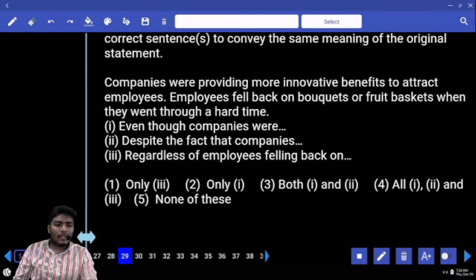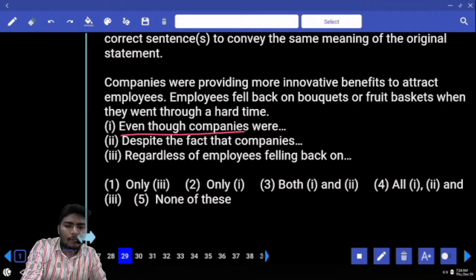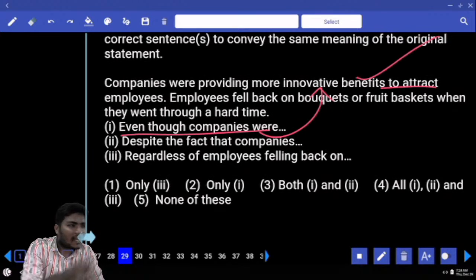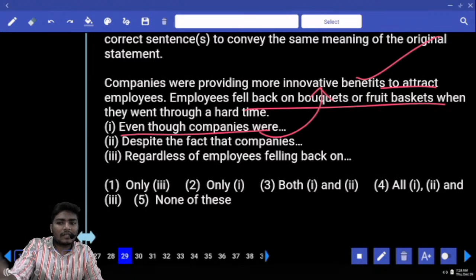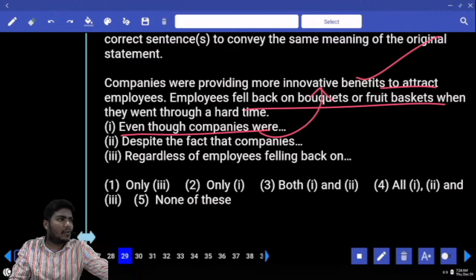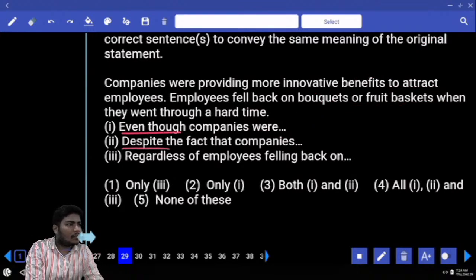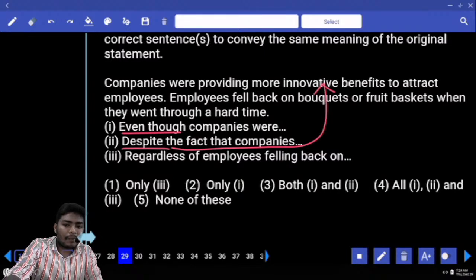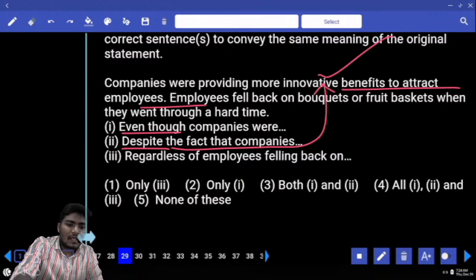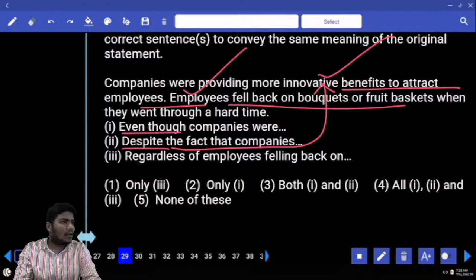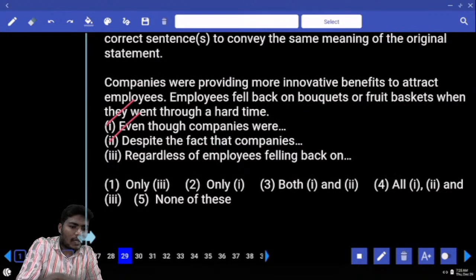Now, look at the options that are given. Even though the companies were providing more innovative benefits to attract employees, they are still falling back on buckets or fruit baskets. Can we say that or not? They are trying to give so many benefits, still these fellows are going for small things. So when you use even though, can't we use despite? Even though and despite are used to combine contradictory statements, right? Despite the fact that companies were providing more innovative benefits to attract employees, the employees still fall back on buckets or fruit baskets. We can go for both 1 and 2.